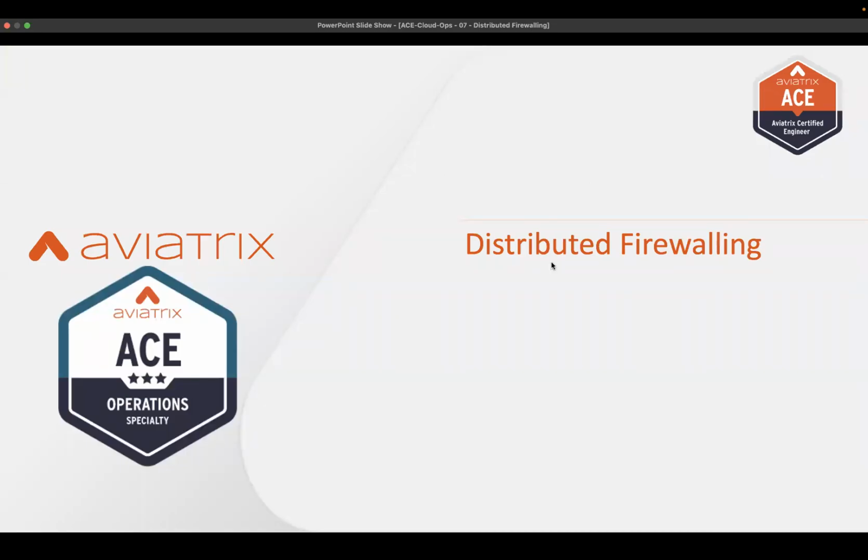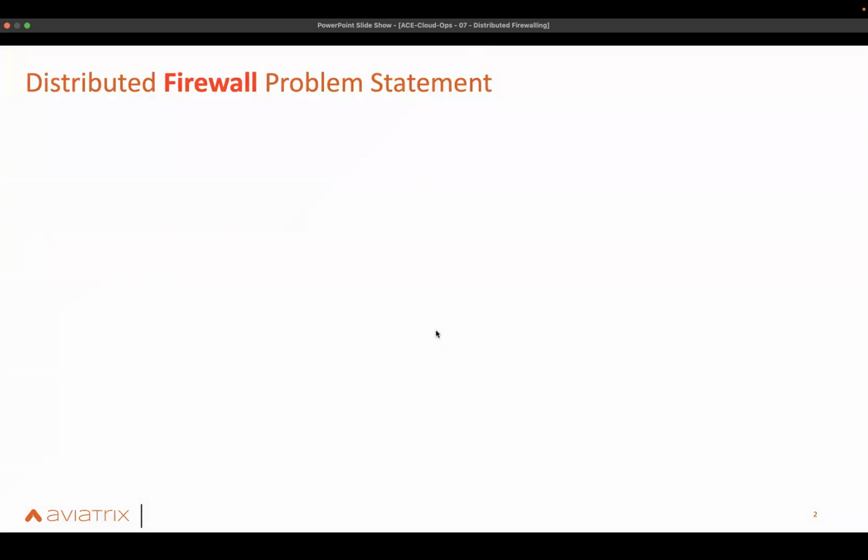Okay, so this lecture is going to be about one of the latest features on distributed firewalling. I'll also explain some of the things that are happening, even though the lab will not include them for the time being. So let me start by, I think what's important is to explain the why before the how. So this is what I'll try to do here.